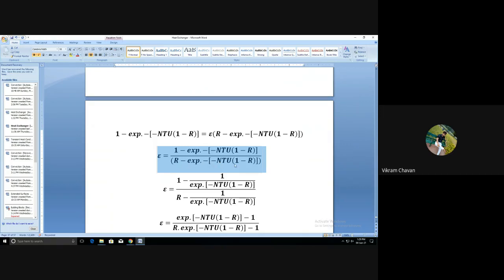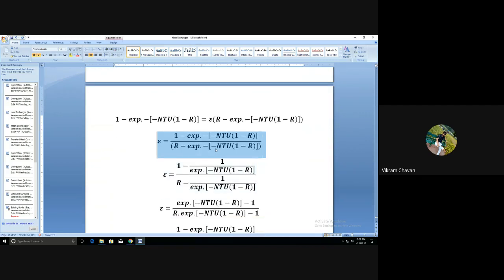So inside the bracket, minus NTU multiplied by 1 minus r, bracket complete, square bracket complete. Now, exponential of minus of a bracket is nothing but 1 upon exponential. Exponential of minus x is nothing but e raised to minus x. If you want to convert that to a positive sign, we have to transfer it to the denominator side. So e raised to minus x can be written as 1 upon e raised to x.